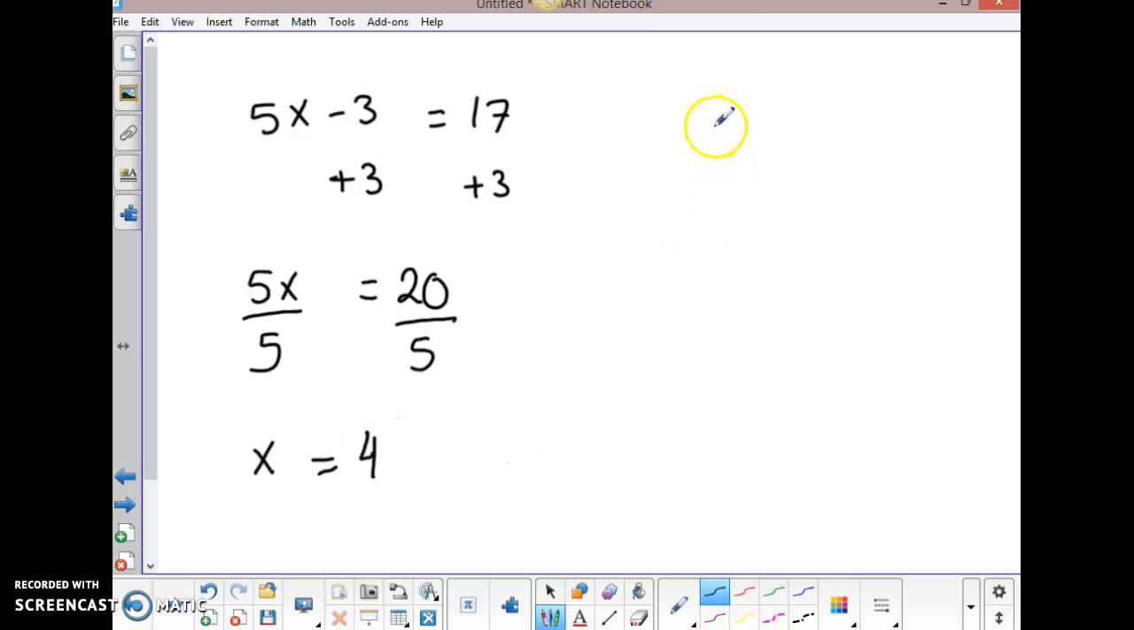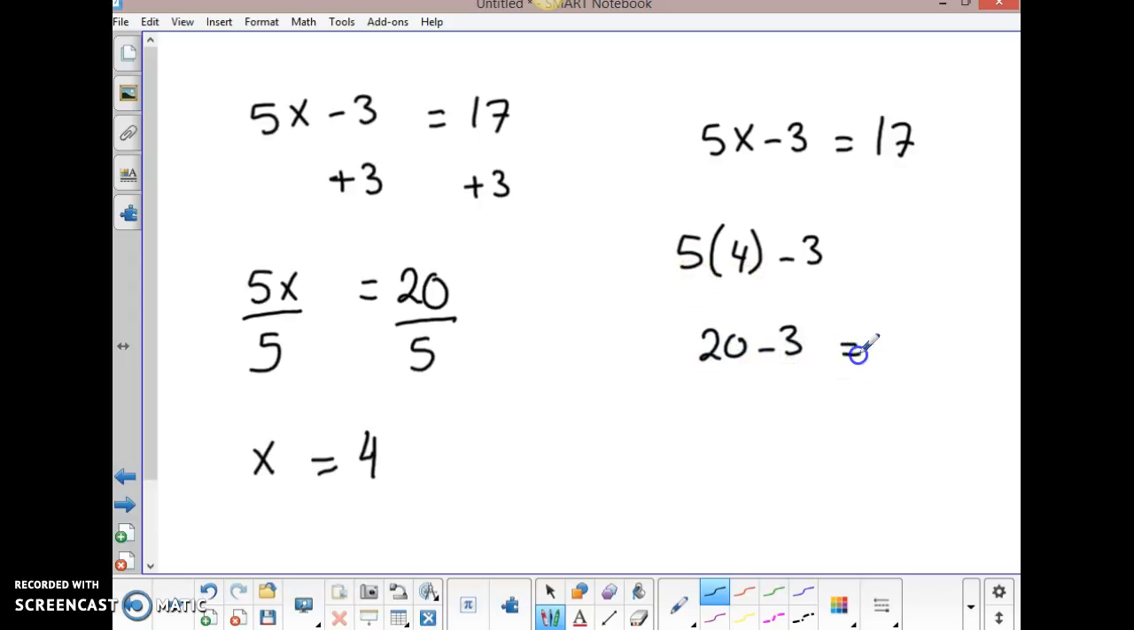Now let's check our answer. Our original equation was 5x minus 3 equals 17. Let's take the 4 that we got, plug it in place of the x, and check if both sides are equal. Well, 5 times 4 is 20, minus 3, that does equal 17. So our answer was correct. And it's always a good idea to check your answers.